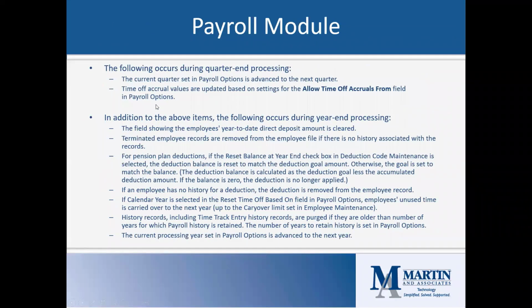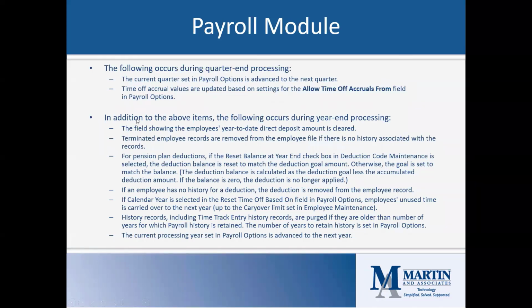Let's talk about payroll for a minute. Payroll is not period end, it's quarter end. So you have quarter end processing and year end processing. When you're running quarter end processing, the current quarter that's out in the payroll options will advance to the next quarter. Any time off accrual values are updated based on the settings for the allow time off accruals from field.